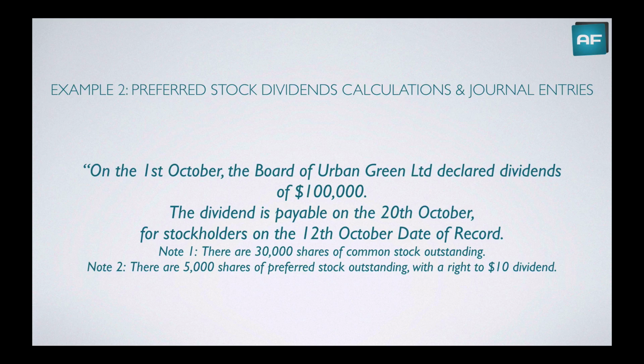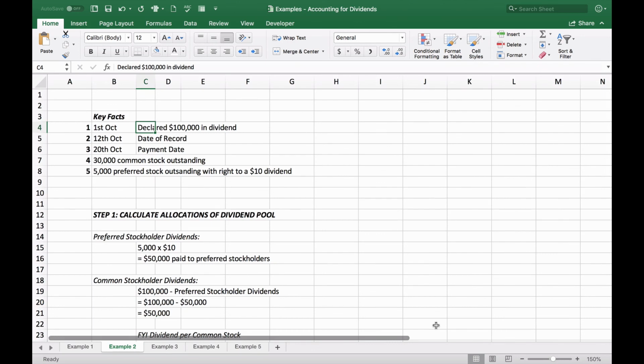Alright, so let's move into our Excel again. And here we are again. Key facts, same dates. This time there's 30,000 common shares outstanding and 5,000 preferred stock outstanding with a right to a 10% dividend. And this time, rather than declaring a per share dividend, they've just declared a pool of funds that need to be allocated. They've declared $100,000 worth of their earnings or retained earnings will be paid in a dividend.